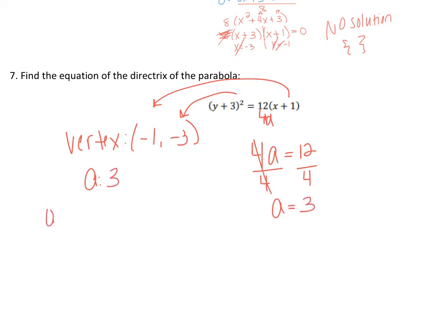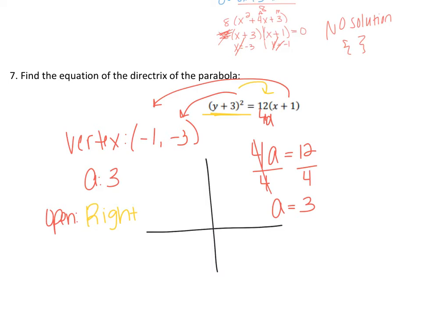The next thing you'll need is finding out how it opens. So this one's a little bit different than what we've been doing. If you notice, the y is squared, and because the y is squared, this means that it's going to open left or right, and because the 12 is positive, this is going to open right. You don't usually get a lot of left and right parabolas, but I gave one to you here. It's very rare, but again, this happens when y is squared.